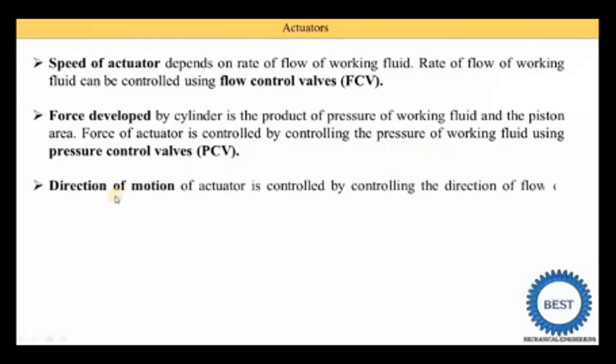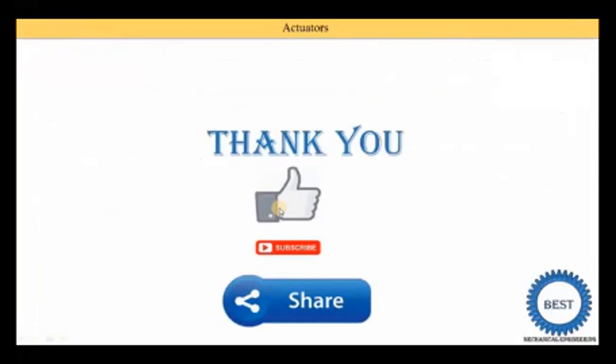Now how to control the direction? Means in which direction the actuators rotate or move. So the direction of motion of the actuator is controlled by controlling the direction of flow of fluid by using the directional control valve, in short known as DCV. Means for changing the directions of the actuators we need to use directional control valves. For controlling the force developed we need to control the pressure, because the force is directly proportional to pressure into area. And if we need to control the speed of the actuators, then we need to use the FCV, means flow control valves.